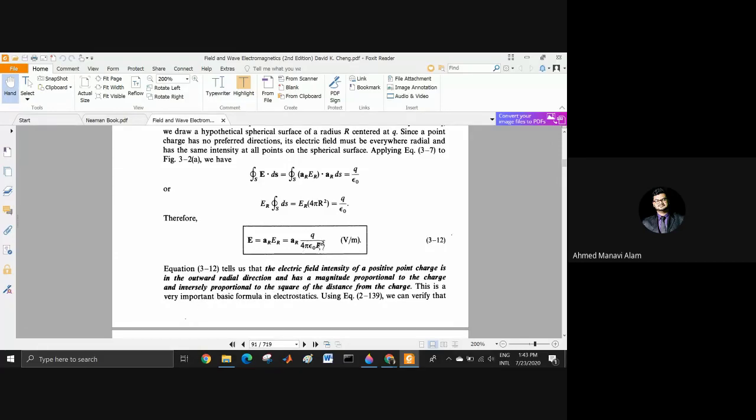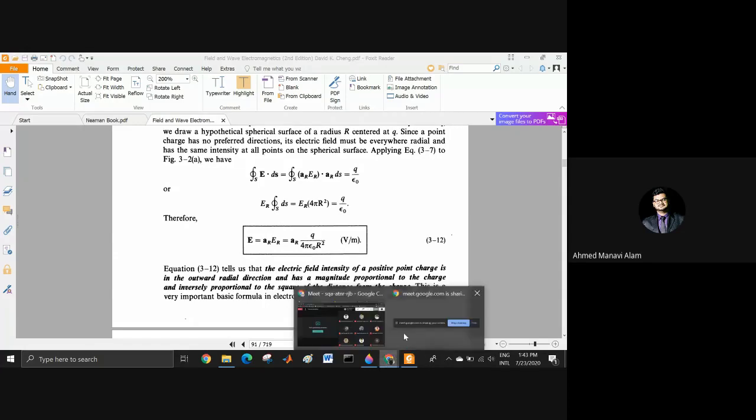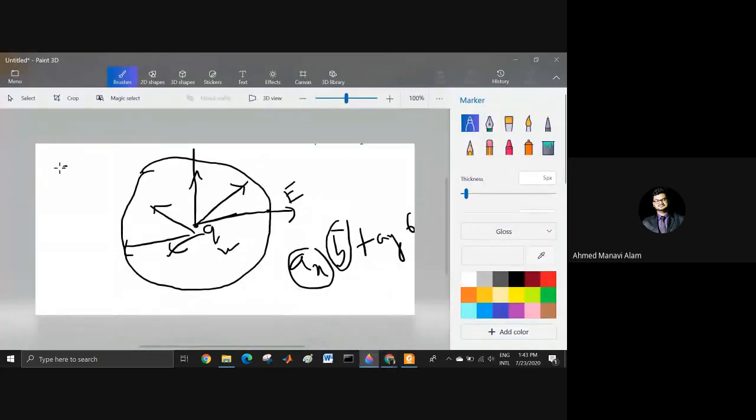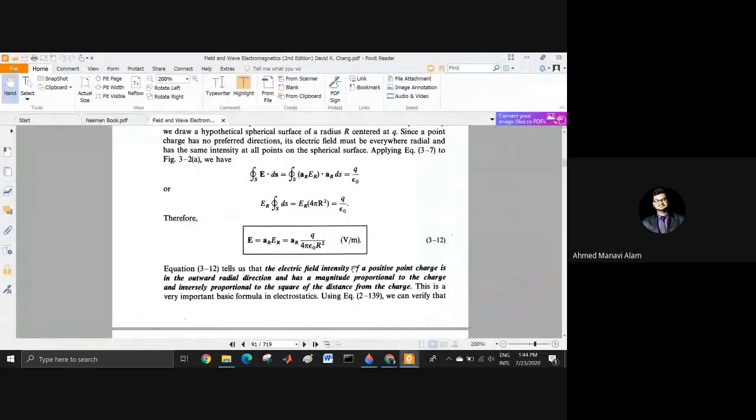এই যে r কি আপনার distance না, r হলো এই যে দেখেন, suppose this is my sphere, this is my charge q, and I want to find the electric intensity at this point, and this is the distance r. এই জিনিসটাই বলছে এখানে. This is what they have told. That the equation tells us that the electric field intensity of a positive point charge is in the outward radial direction and has a magnitude proportional to the charge and inversely proportional to the square of the distance from the charge.